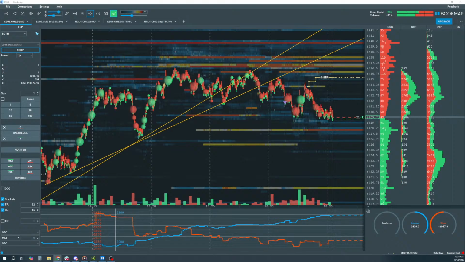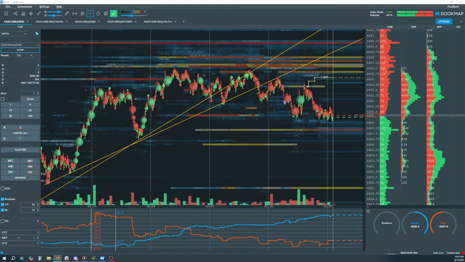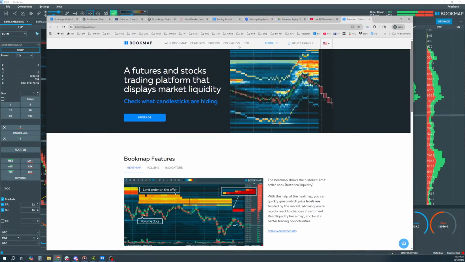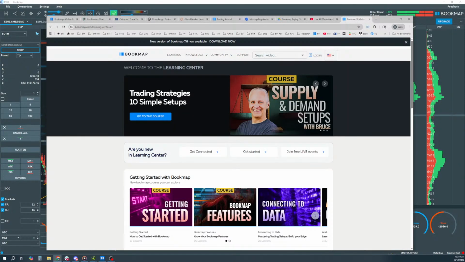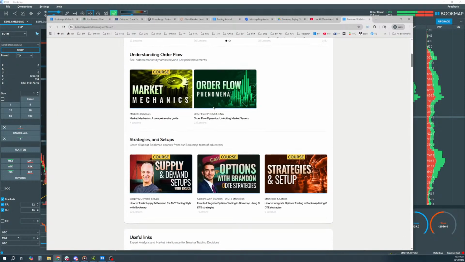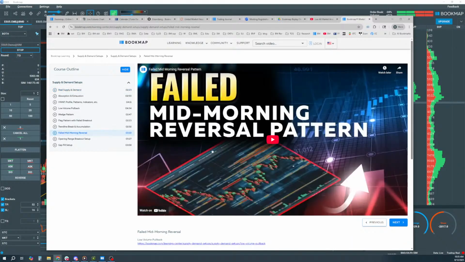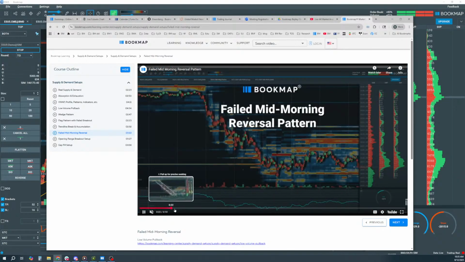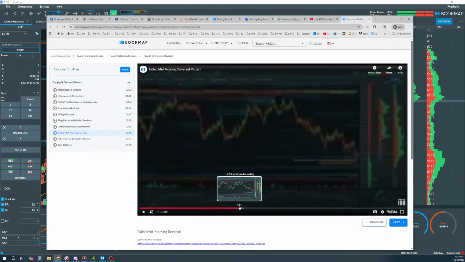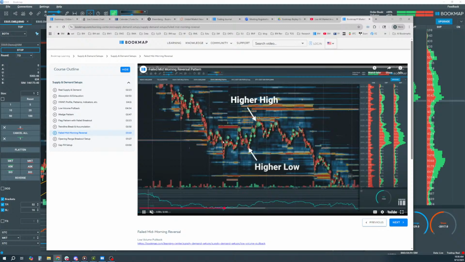Let me show you, for those of you who might be new here. Go to bookmap.com, click on education, and then it's in the supply and demand setups course. Scroll down, click on this, and it is this pattern in here that we're talking about. Well, the trend line break and accumulation, I just showed you that one, but the failed mid-morning reversal. Okay, we've seen this so many times. I made a video on it, and in this case it's a move down.